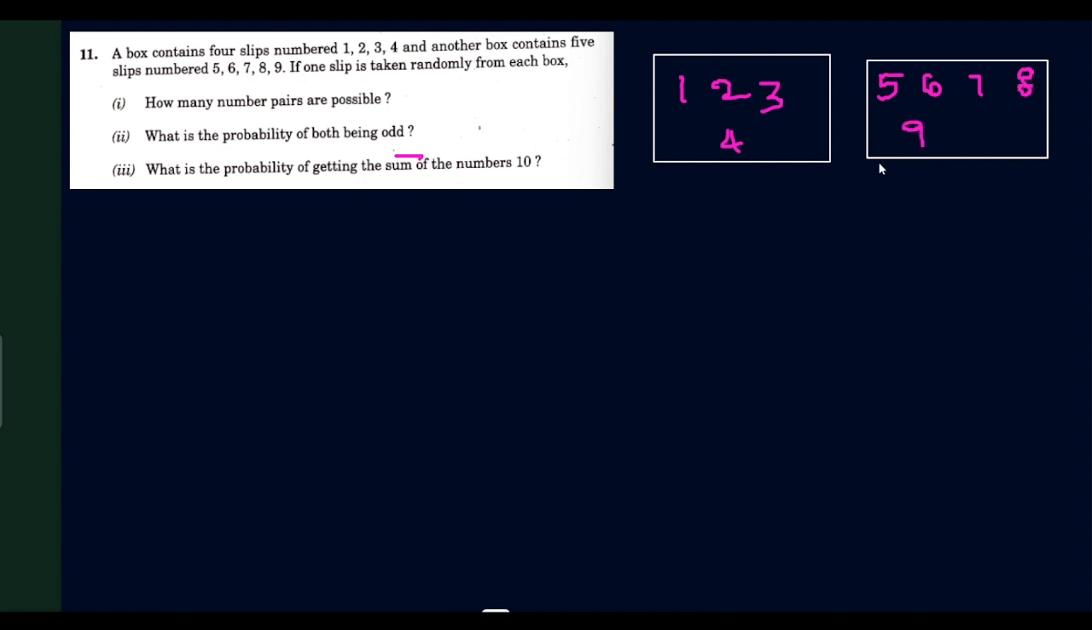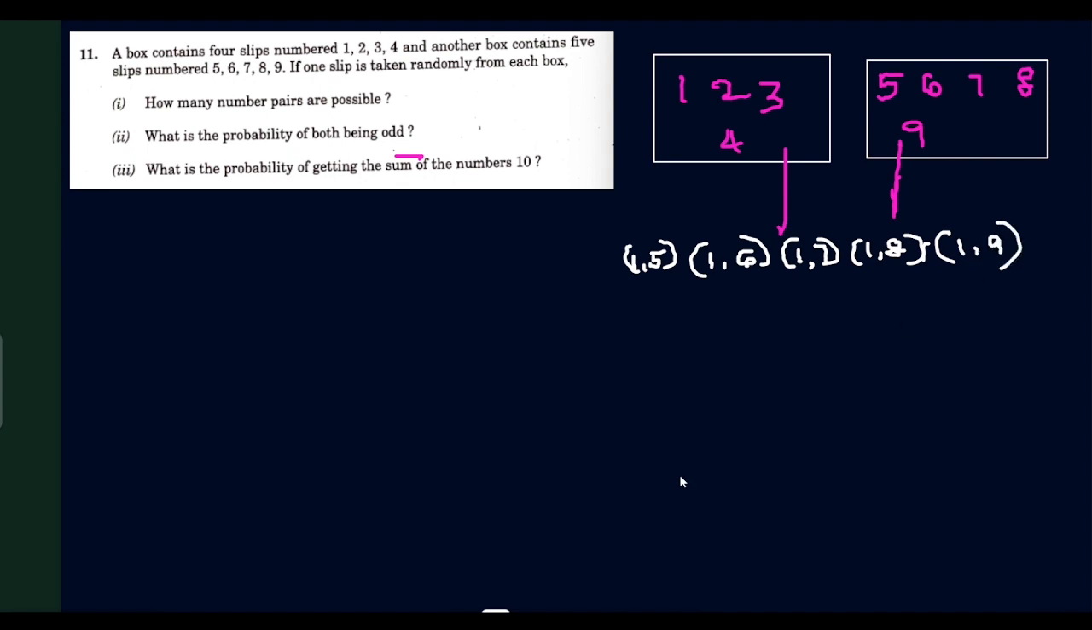Now, if one slip is taken randomly from each box, from each box I want one slip. And how many pairs are possible? Number of pairs he is asking. So, since it is a 4 marks question, let's try to write all the possible pairs first. If I take 1, there is a chance of getting 5. And if I take 1, there is a chance of getting 6. And same way 1, 7, and 1, 8, 1, 9. This is for 1.